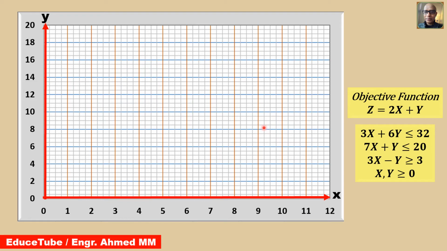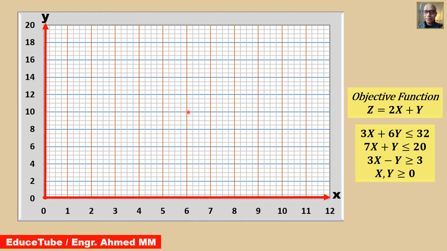So here we got a graph. It is an empty graph having x-axis and y-axis. In the right hand side I have shown the objective function, what we already discussed, and there are 4 constraints with one non-negativity constraint.